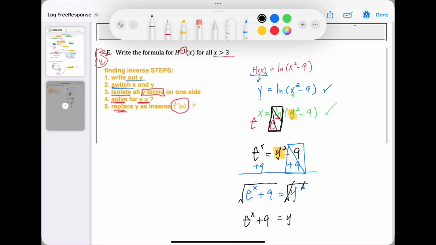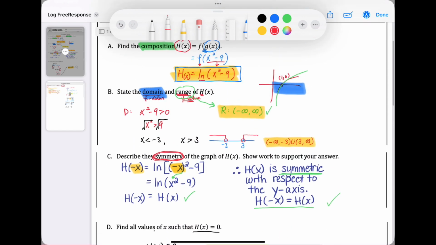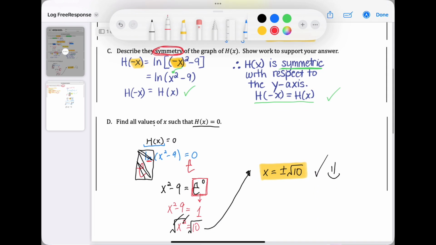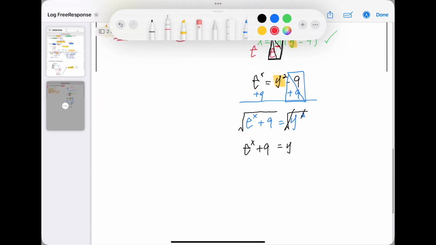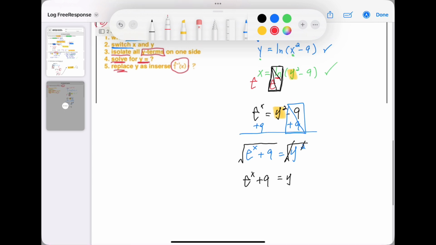Now here comes a good tip. Ms. Ho, you said that I always have two answers. Now, why did you just give me one? Well, because we have a domain given, x greater than 3. That guarantees x from the very beginning, the x greater than 3, will be positive, right? So therefore, my answer will be the positive one.